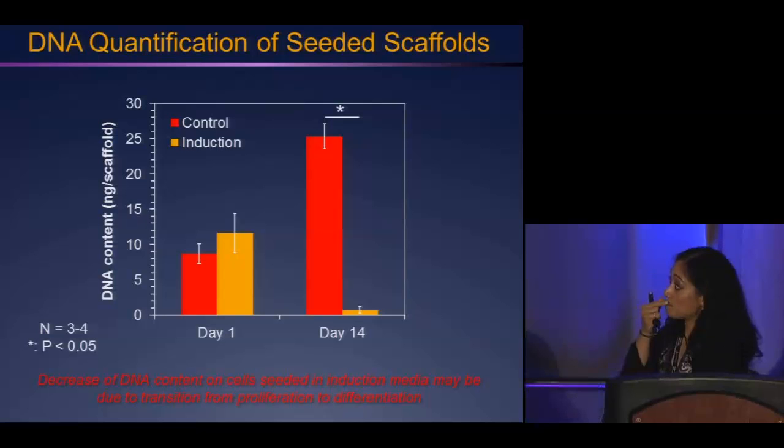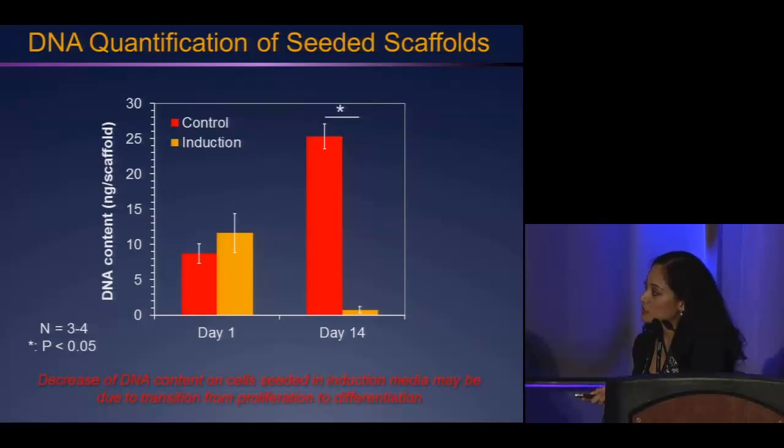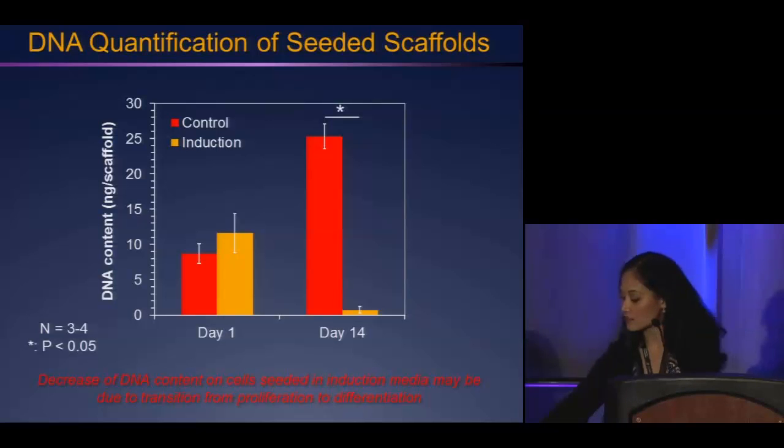And to quantify the cell amount, we use DNA quantification. And we do confirm our images showing that at day 14, we do have an increase in cell proliferation for the control media, but with the induction media, we do get a significant decrease from day 1. And our hypothesis is that the decrease in cell number has to do with the transition from a proliferating state to a more differentiating state, which will be confirmed in later slides in gene expression.